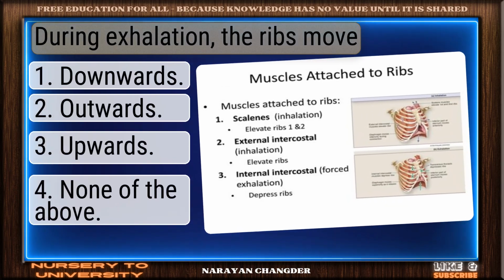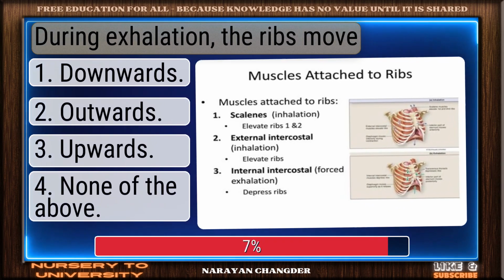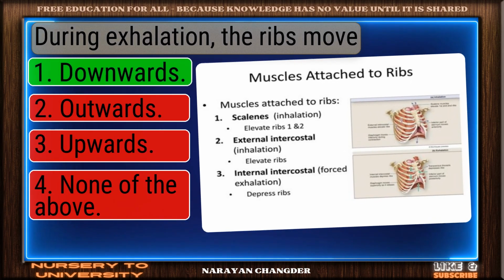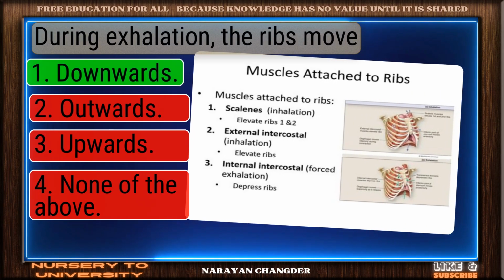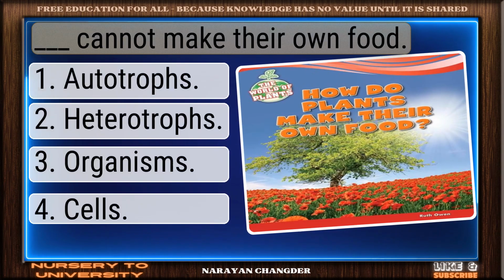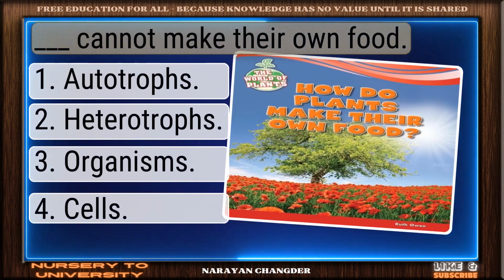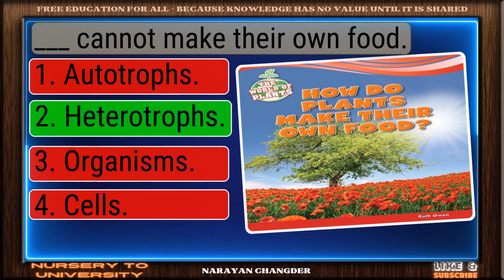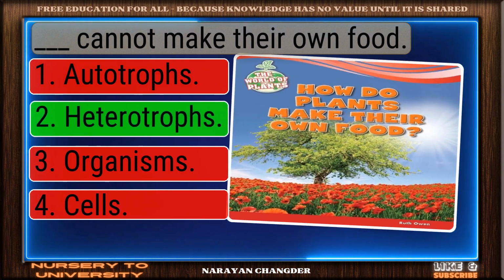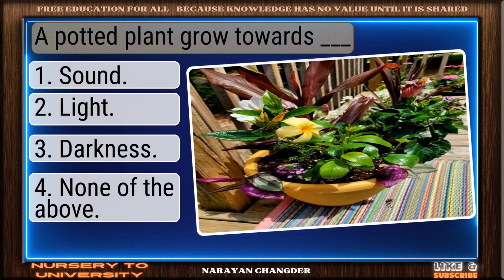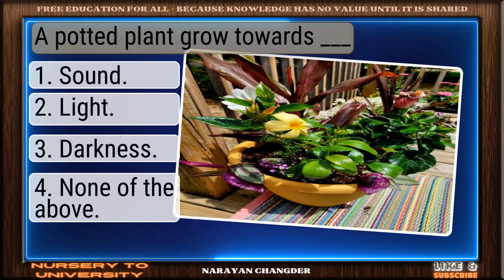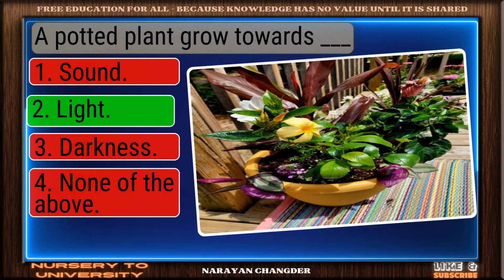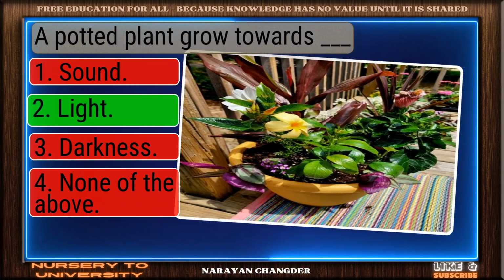Question number 202. During exhalation, the ribs move. Well picked. Downwards is the correct answer. Question number 203. Dash cannot make their own food. Sharp thinking. Heterotrophs is the right choice. Question number 204. A potted plant grow towards dash. Nicely done. Light is a solid answer.